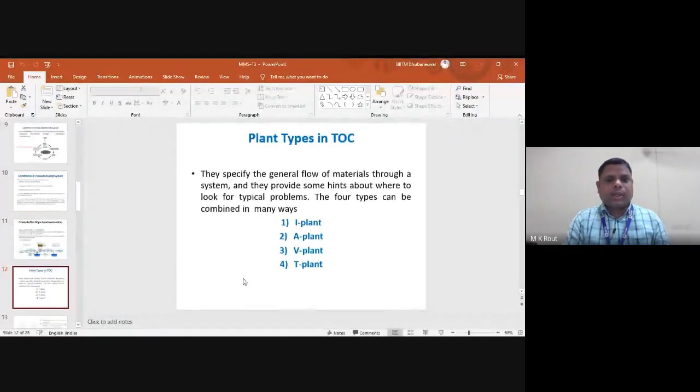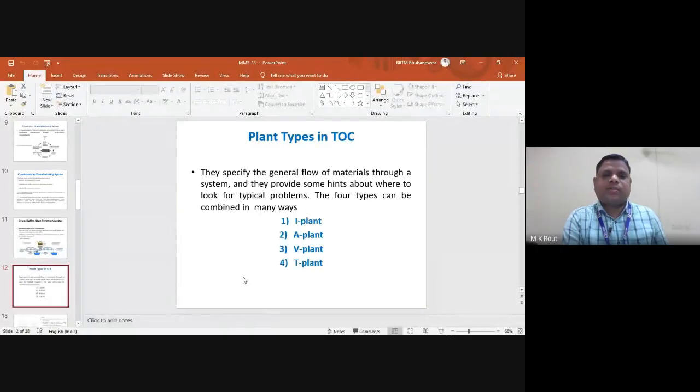Just a minute. Plant types in theory of constraint specify the general flow of material through a system, and they provide some hints about where to look for the typical problem. So there are four types of combined plant in theory of constraint. The first one is I plant, A plant, V plant, and T plant. We will discuss them one by one.